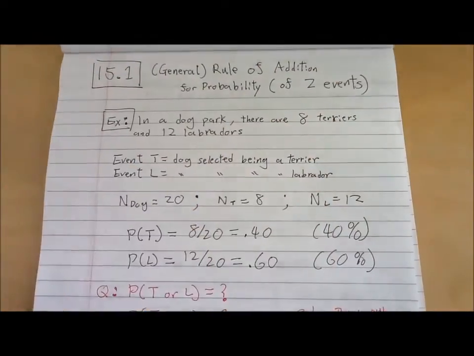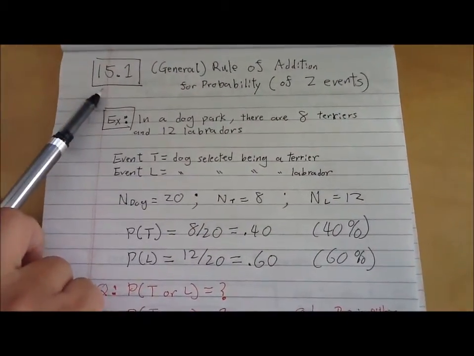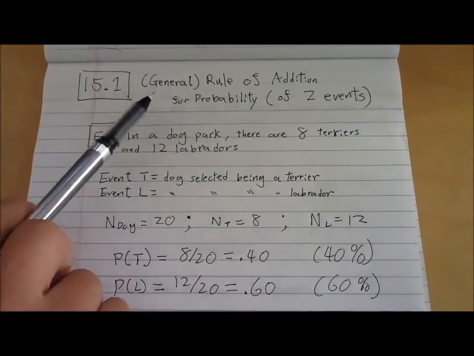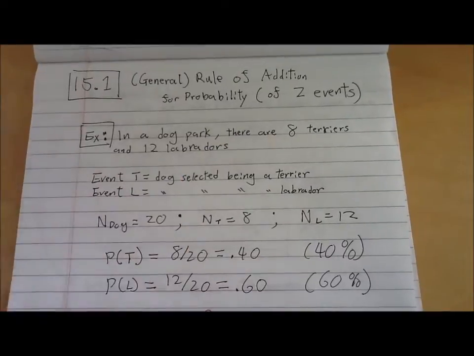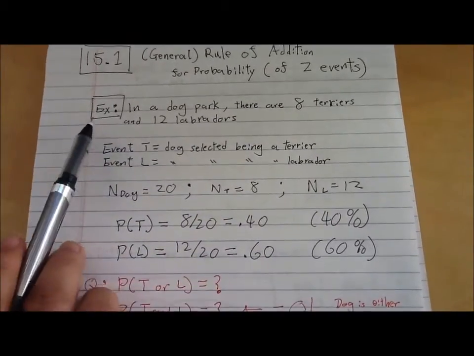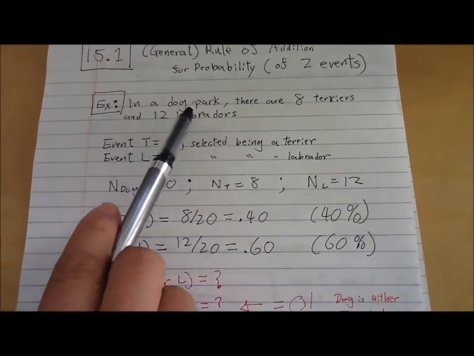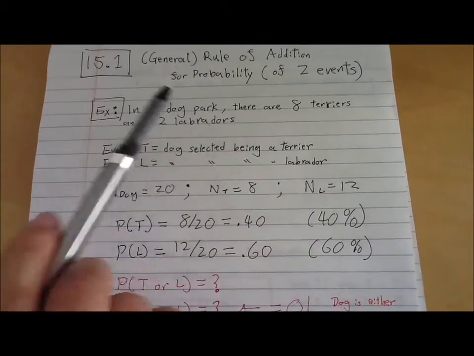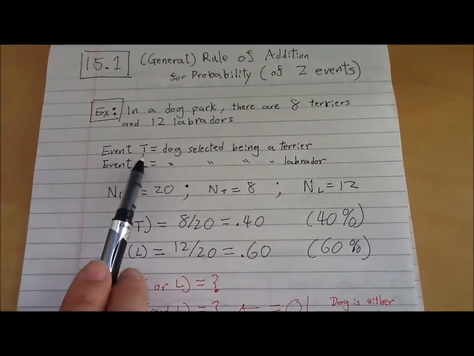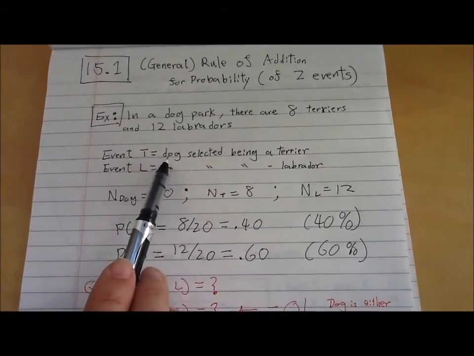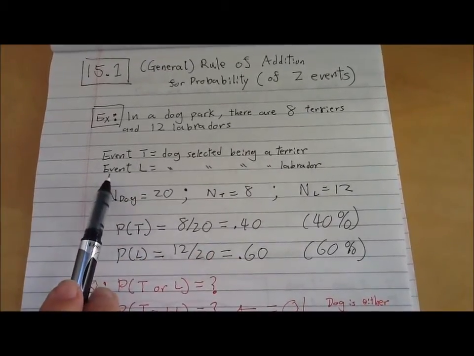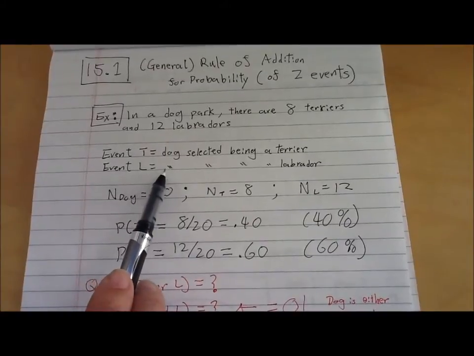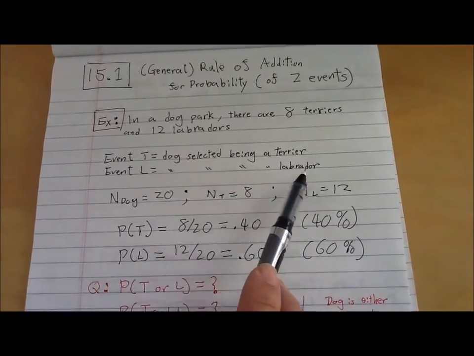In this instructional video, I'm going to label it as 15.1, titled General Rule of Addition for Probability of Two Events. And I will start out with an example. In a dog park, there are 8 terriers and 12 Labradors. Let the event T denote that the dog being selected is a terrier, and let the event L denote that the dog selected is a Labrador.